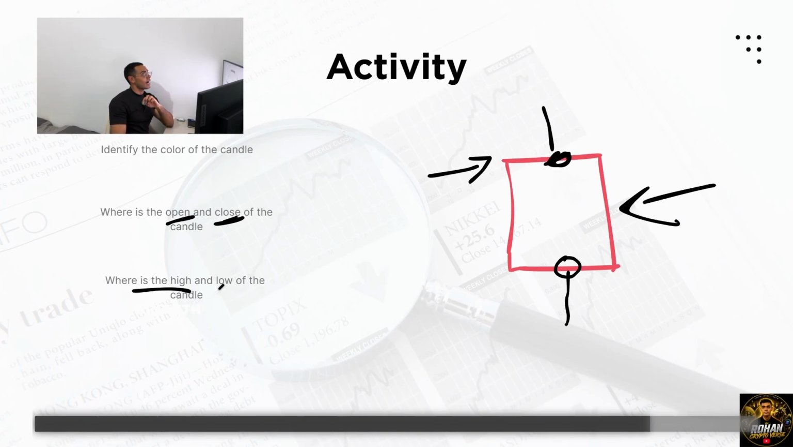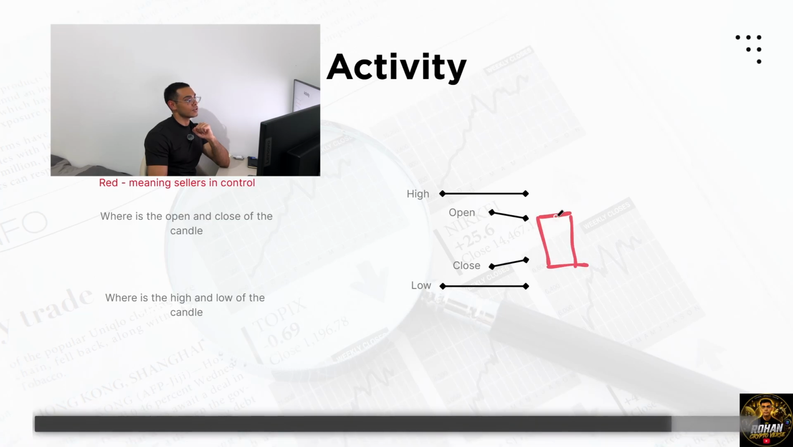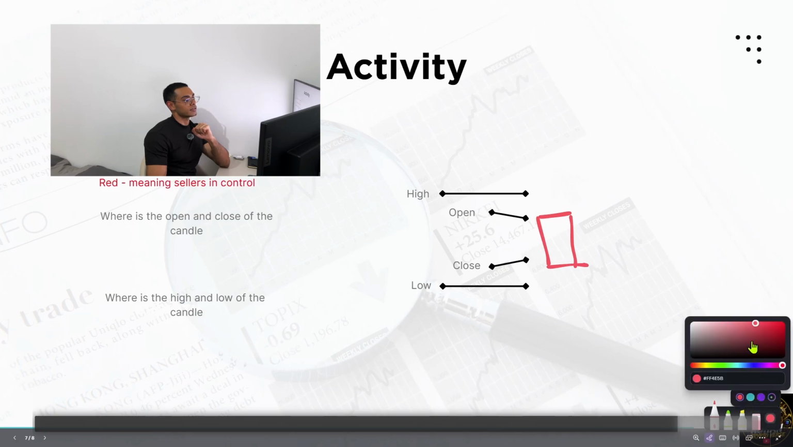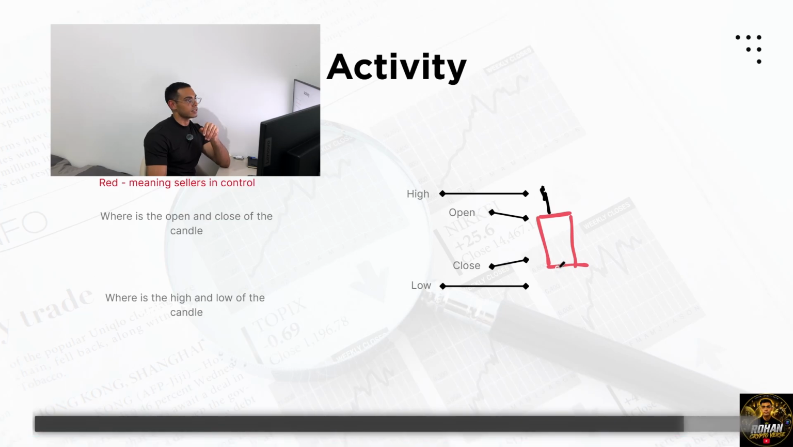Now, where is the high and low of the candle? You guys get it right? Yeah, the high of the candle is exactly at this point, the low of the candle is exactly at this point. That's called the wick. Okay. So again, to reiterate, this is the open, this is the close, and the wick on top is always the highest price, and the wick on the bottom is always the lowest price of the candle. The wicks represent the high and the low.